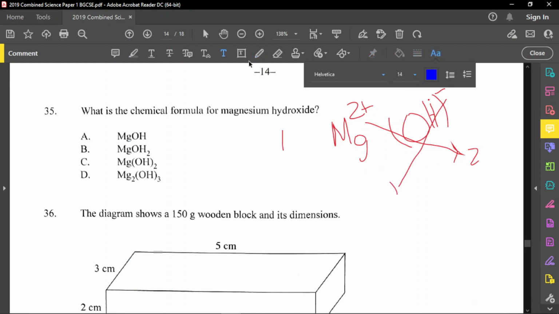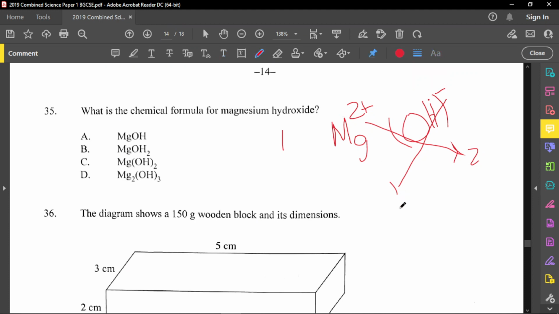So what we have here as a formula is Mg, which is 1. So it's Mg1 and OH2. So this will be magnesium hydroxide here. So question number 35 is actually C, the correct answer. All right, so C is the correct answer.